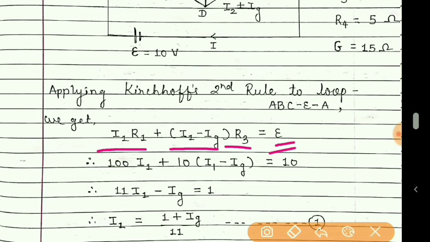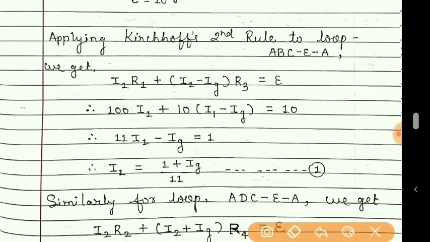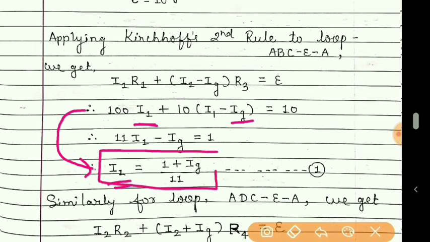Now using the values of R1, R3 and E, you will get this equation. Students, you can see here the variables I1 and Ig are the two variables only, and solving this and making I1 the subject, I will get this type of term, that is I1 is equal to 1 plus Ig upon 11. So the equation of I1 is obtained in terms of Ig.